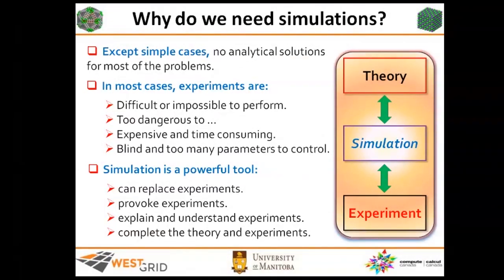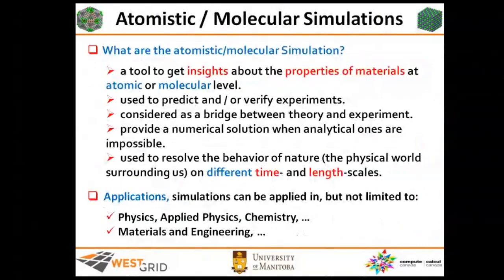So what kind of simulations do we have? I'm interested in just atomistic and molecular simulation, so simulations that are performed at the atomic level. Simulations are a tool to get insight into the properties of materials at the atomic and or molecular level. They are used to predict or verify some experiment. Sometimes you have to run a simulation and define some parameters. From those parameters, you can use them at another time and length scale.